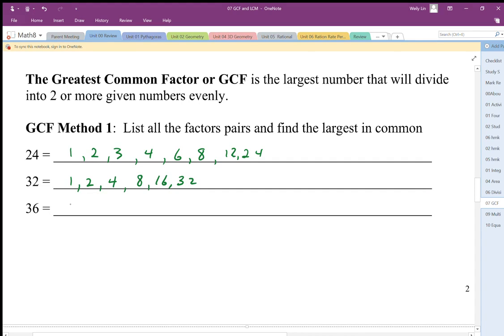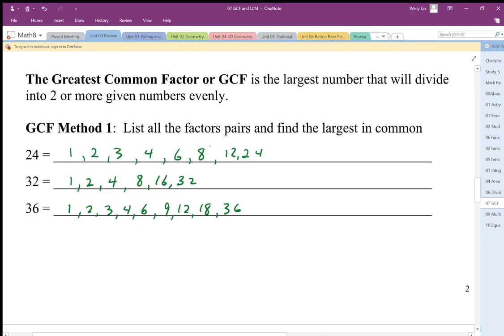I'm going to do the same with 36: 1 and 36, 2, 18, 3 and 12, 4 and 9, and 6 and 6. Well, we don't need to write the 6 twice, so I'm just going to leave the one 6 there, and then this represents all our factors. These again are not prime factors, these are pairs. The outside's pair, the next one's pair, so these are all factor pairs. I've listed all the factors, and what I'm looking for is the greatest common factor.